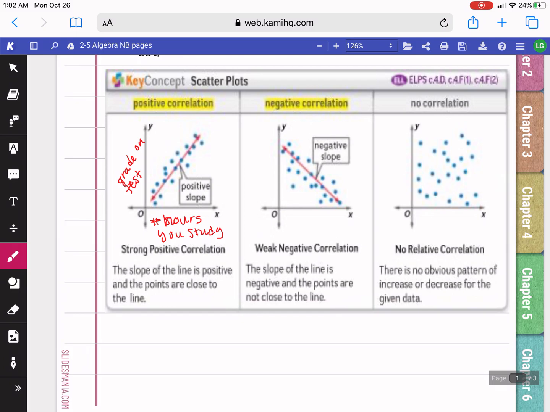If you have a strong correlation, that just means that when you're looking at your data, your points are very close to that trend line, or line of fit.